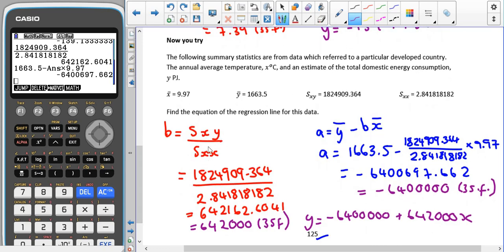Again, calculating B first, SXY divided by SXX gave us 642,162.6041. If we wanted to round that to three significant figures, that would just be 642,000. Then when calculating A, we'd have Y bar, which is 1,663.5, minus that value for B. Remember, use the whole value, the fraction, times 9.97 R x bar.